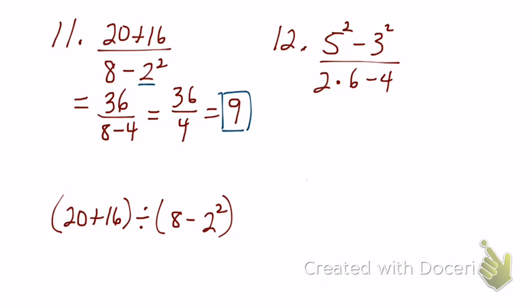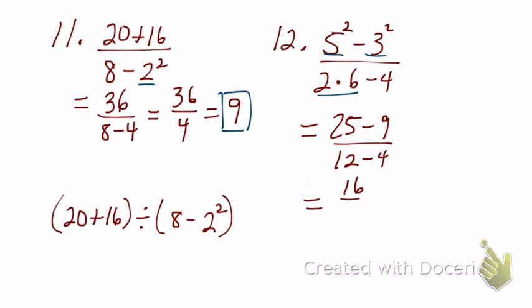So here we're going to square the 5 and square the 3, and then we'll subtract in the numerator. And then in the denominator we've got to multiply first. And then when we simplify the arithmetic here, we get 16 over 8. And this fraction can be reduced to 2.